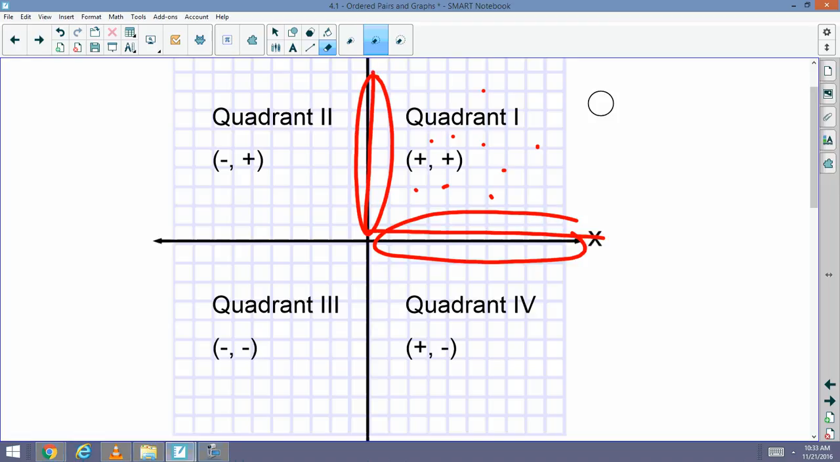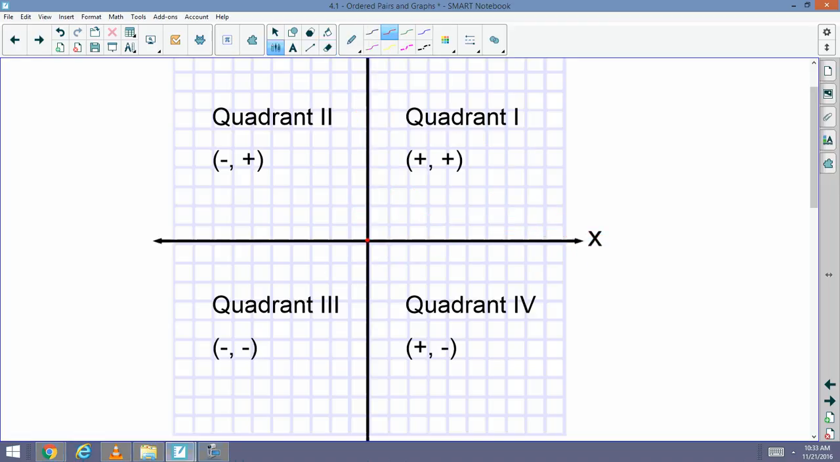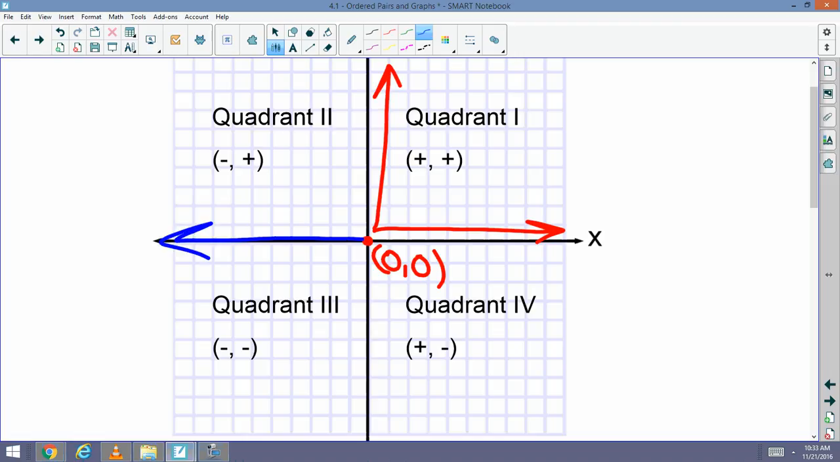For quadrant 2, well, remember that this is my origin here in the center. So to the right of the origin and above the origin, I'm going positive and positive. Hence why any ordered pair in quadrant 1 is positive, positive. For quadrant 2 here, I'm going to the left, which is negative. So all of my x values in quadrant 2 are negative, but I'm going up from here, so that's why I have negative x's and positive y's. All of my ordered pairs in quadrant 2 will be negative, positive.